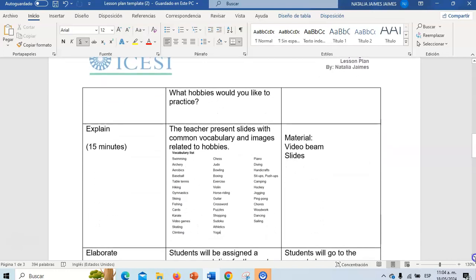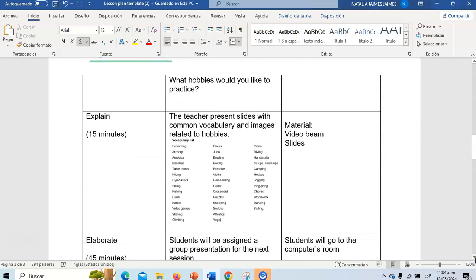For the explaining part of the lesson plan, I will show my students some slides, obviously with pictures, and I will suggest some vocabulary about hobbies. The material needed here is a video beam and the slides.